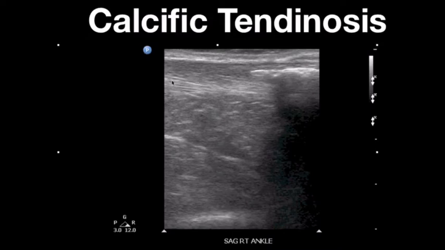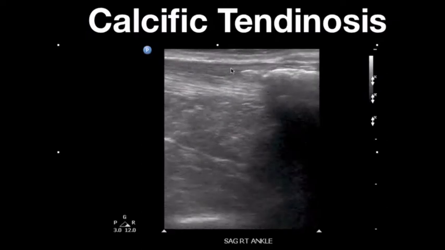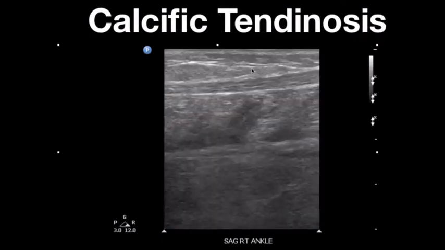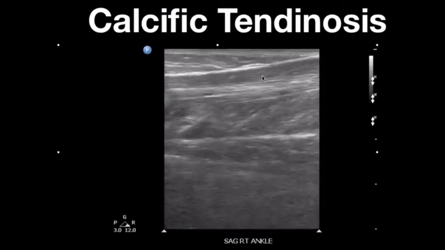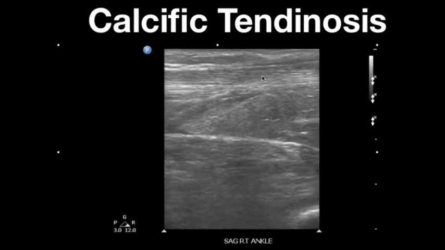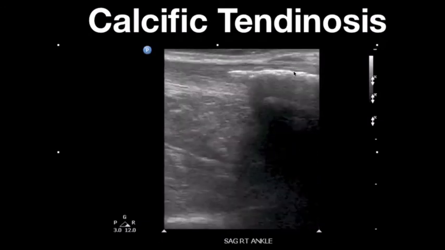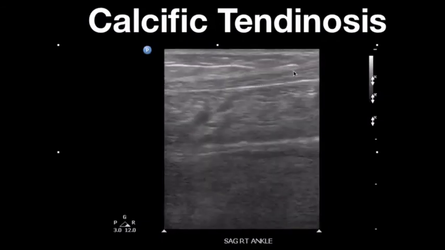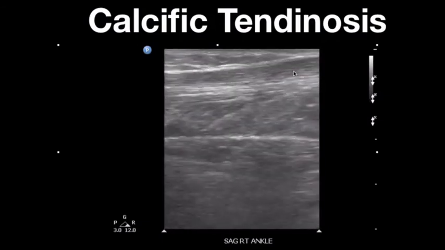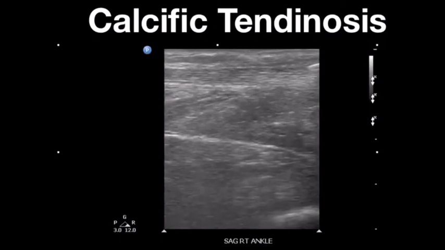But again, you can see here's the echogenic fibrillar appearance of the Achilles tendon, but up here, you don't really appreciate that as well. There's some fusiform hypoechoic swelling here. This is a patient who had a calcific tendinosis. You can see where the tendon starts to become more swollen, and here's where the calcifications are. There was no evidence of rupture. This was a calcific tendinosis.